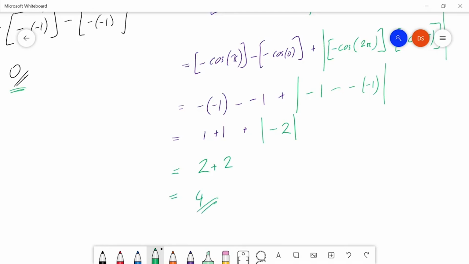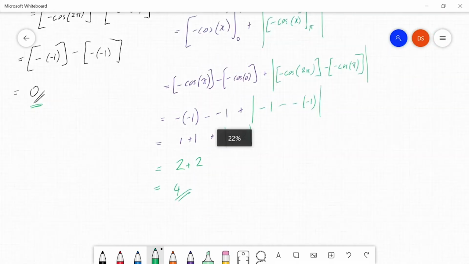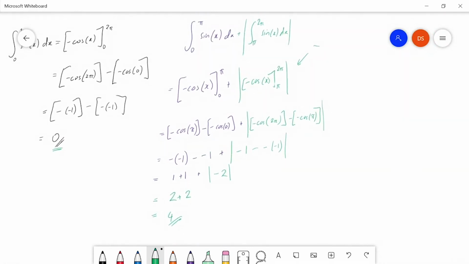But look at the two different integrals. This first one, we did from 0 to 2 pi, and unfortunately, because there were negative areas and positive areas, we weren't able to get 4. But when we wanted positive areas, we had to split the integral into multiple parts.